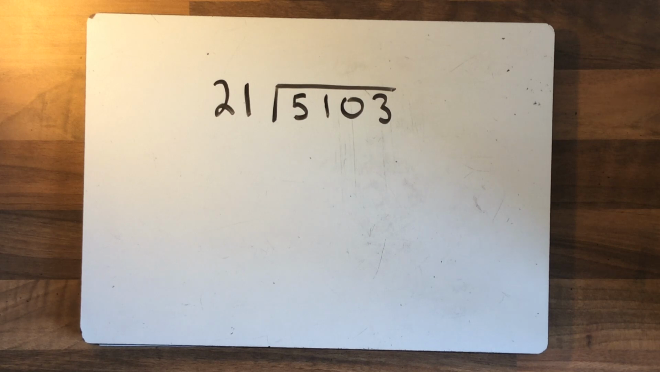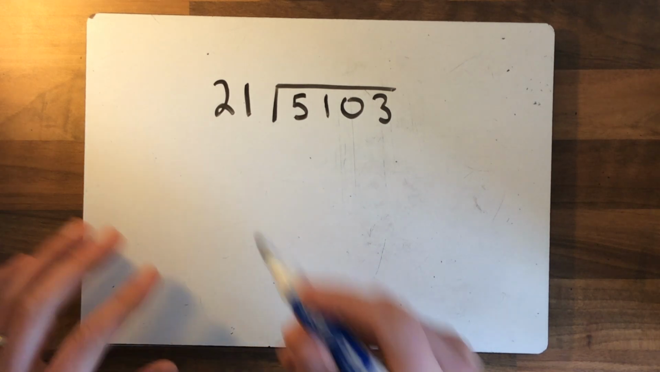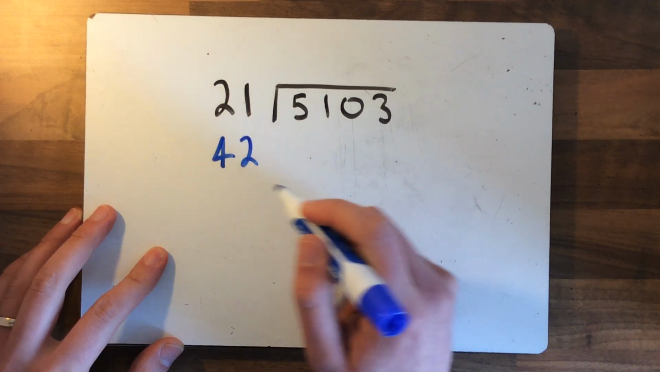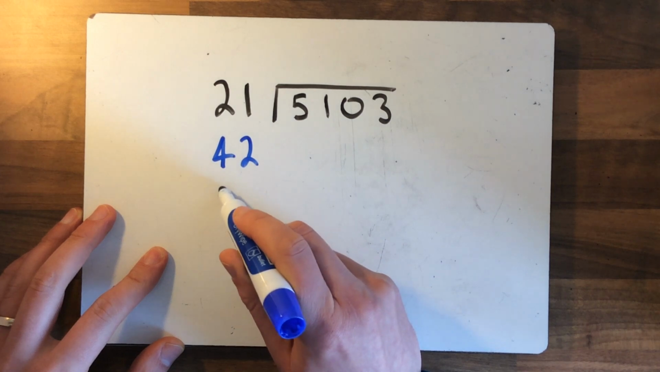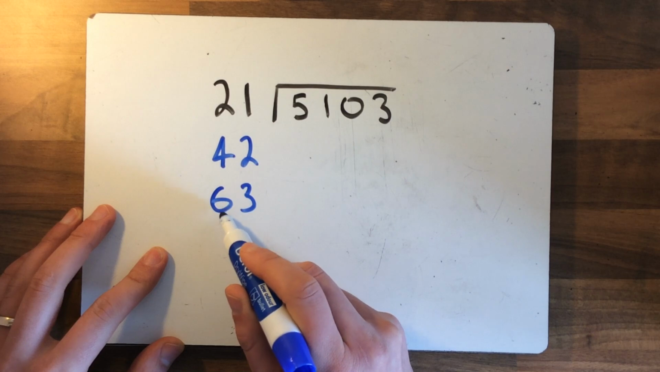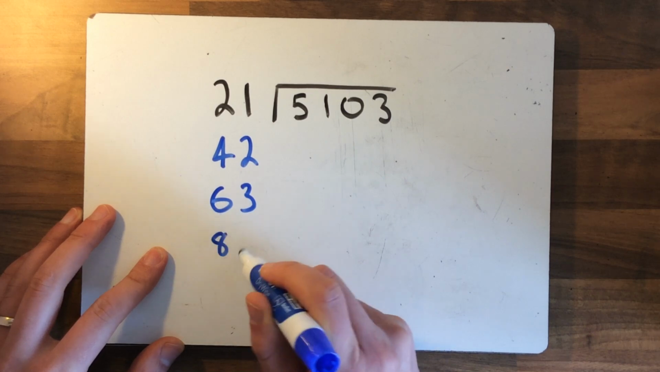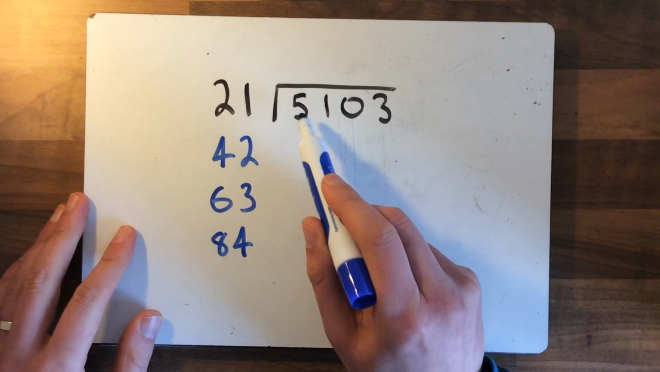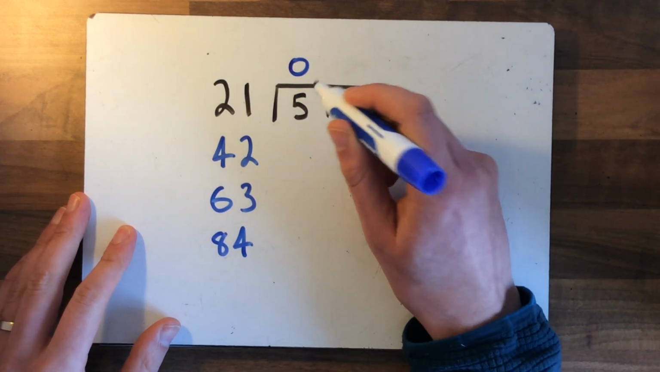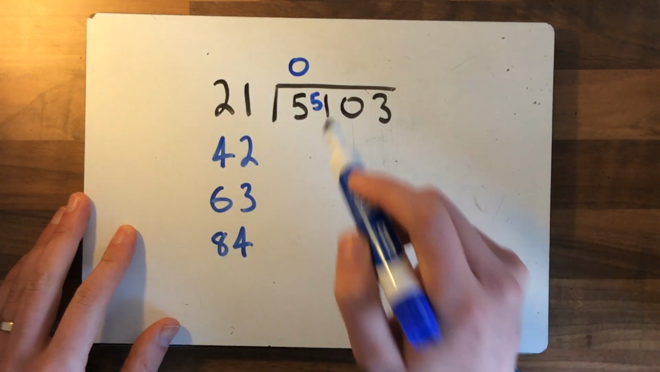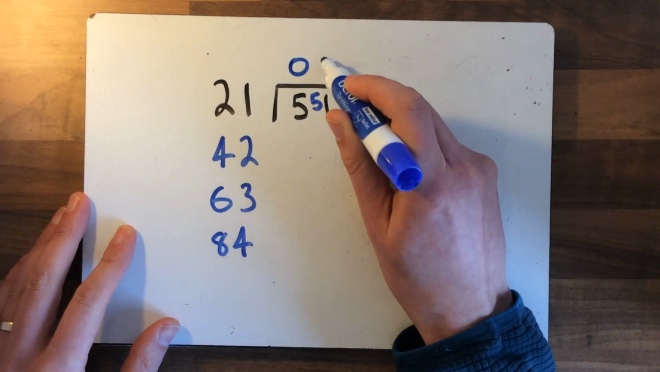So 21, we can add 20 to it to get to 41, add another 1, 42. Add 20 to it to get to 62, and then add another 1, 63. If we add another 20 to get to 83, add another 1, 84. Let's write out 4 and let's see if we need to go further after that. So how many times does 21 go into 5? It doesn't. So the 5 gets carried over. How many times does 21 go into 51? It goes in once, twice, doesn't it?